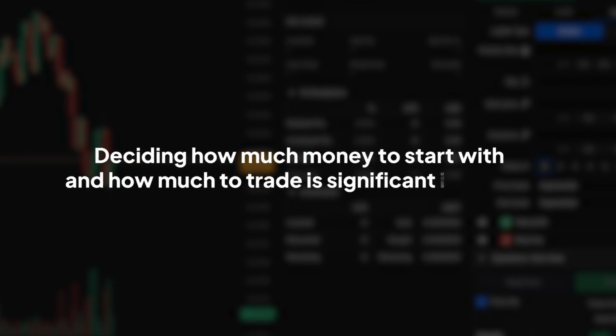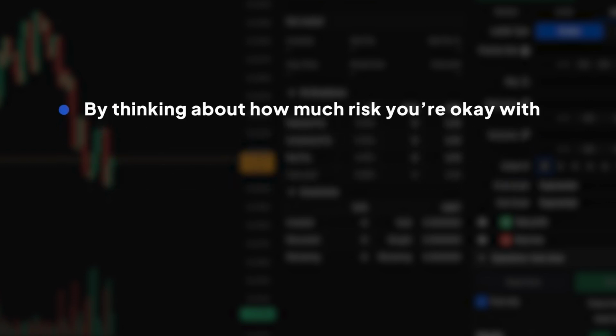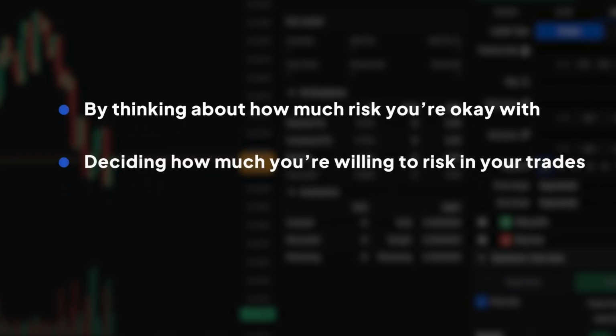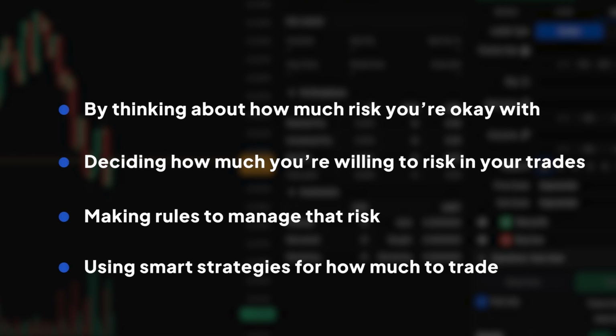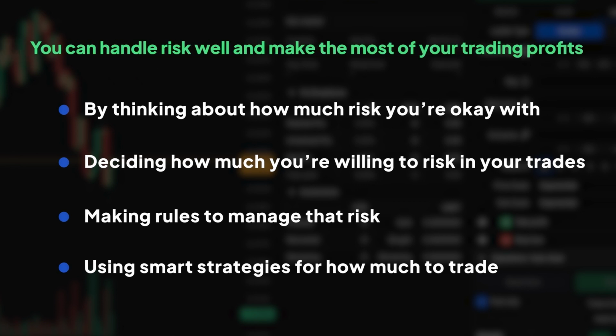As we finish up, keep in mind that deciding how much money to start with and how much to trade is significant in trading. By thinking about how much risk you're okay with, deciding how much you're willing to risk in your trades, making rules to manage that risk, and using smart strategies for how much to trade, you can handle risk well and make the most of your trading profits.